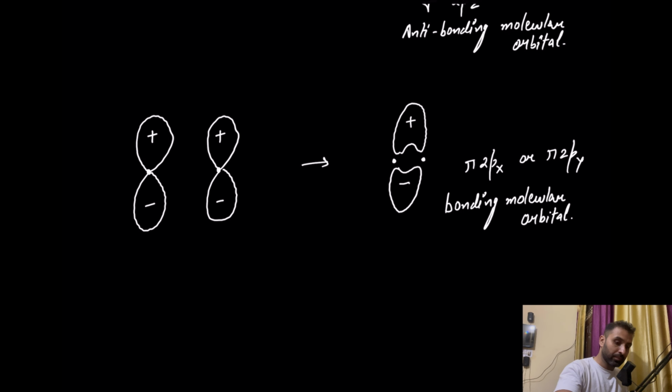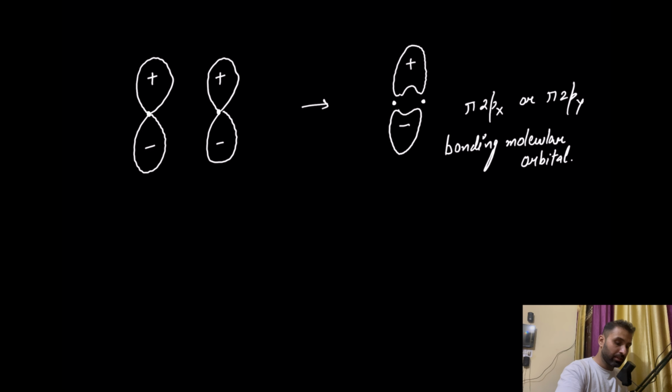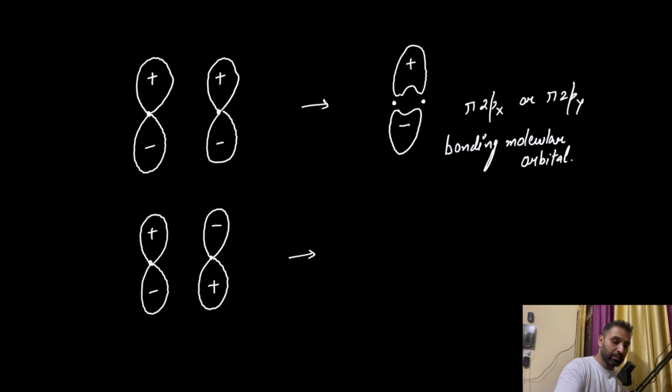Now let's move to the anti-bonding now. That's the lobe with plus sign. Here's the lobe with negative sign. That's the lobe with negative sign. And that's the lobe of plus sign. Now, that's the nucleus of first atom. That's the nucleus of second atom.